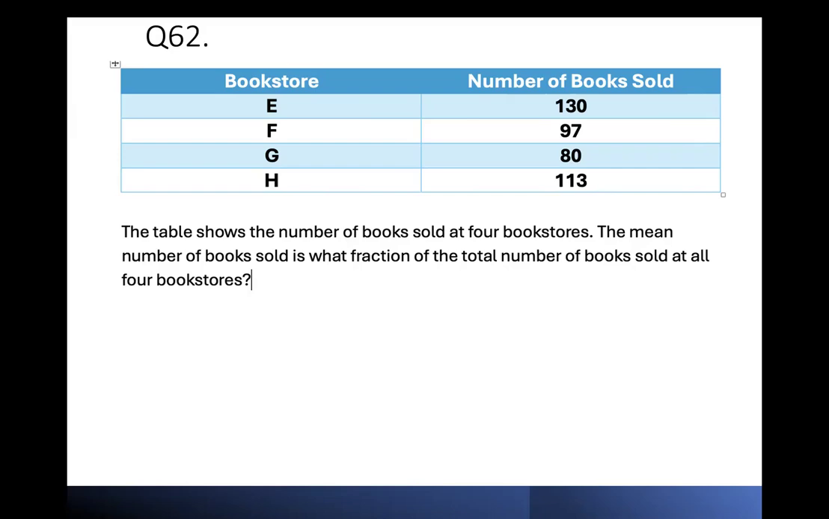The table shows the number of books sold at 4 bookstores. The mean number of books sold is what fraction of the total number of books sold at the 4 bookstores? This is a complex question, but it's straightforward. If you think about it, it's just testing your vocabulary. That's all. How can you calculate the mean? Add all this. This will give you 420. Then the total divided by the number of stores, 4. This will give you 105.